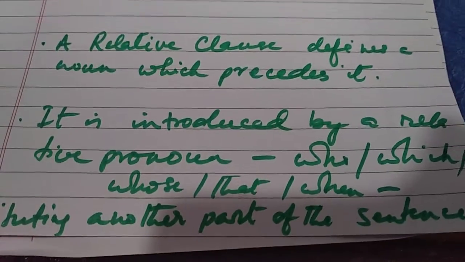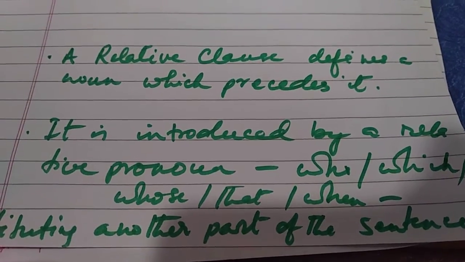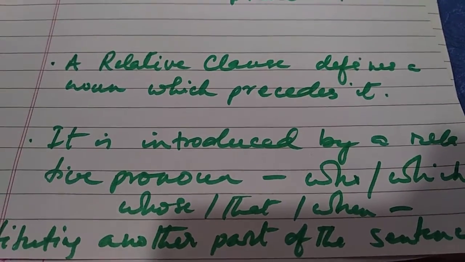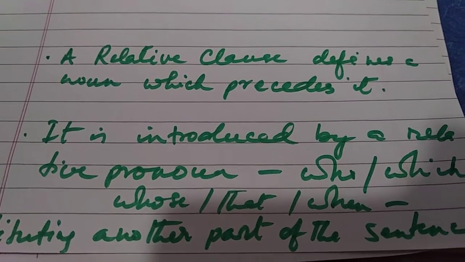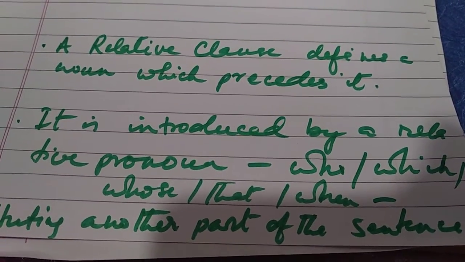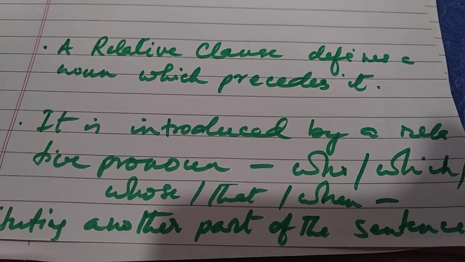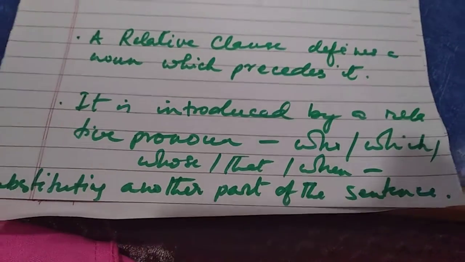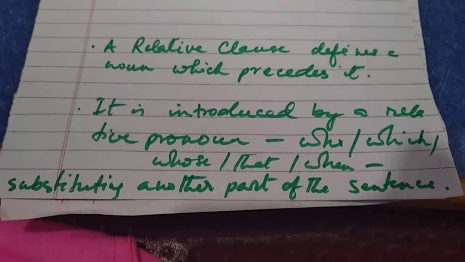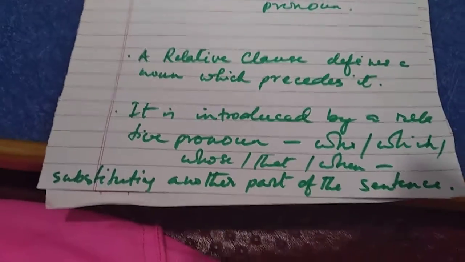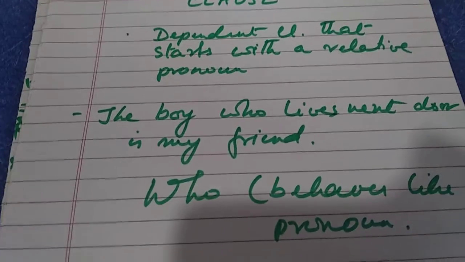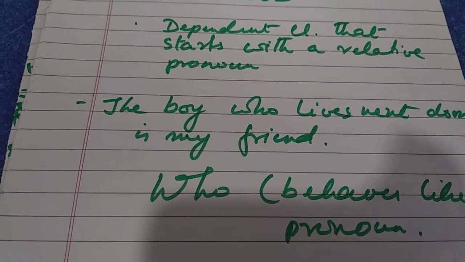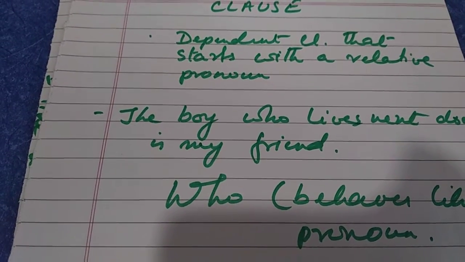Now, another feature you will see is that a relative clause is introduced by a relative pronoun. So, relative clause is always introduced by a relative pronoun. What are these relative pronouns? Examples are who, which, whose, that, when. And they substitute another part of a sentence. The boy who lives next door. It's another part of the sentence. So who, the relative pronoun, is introducing it. It is preceding it.